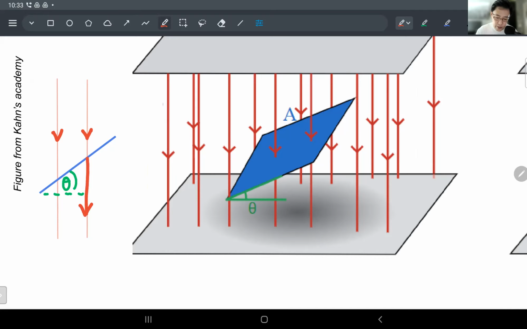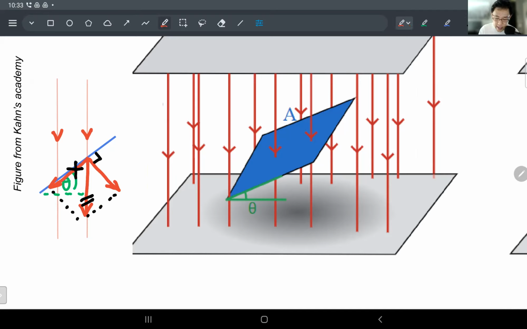So what you need to do is just break this into two components. And once you're done with that, you take away the original. Okay, that's fine. And this is the one that you don't care about, because that parallel component is not piercing through your blue area here. You only take into account the one that is actually going through in a perpendicular fashion.